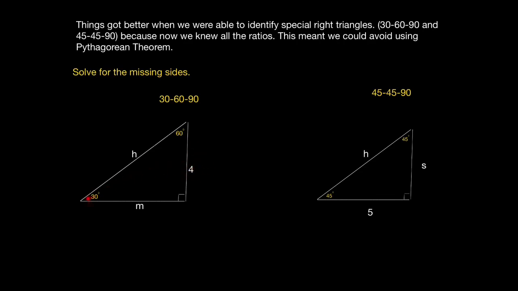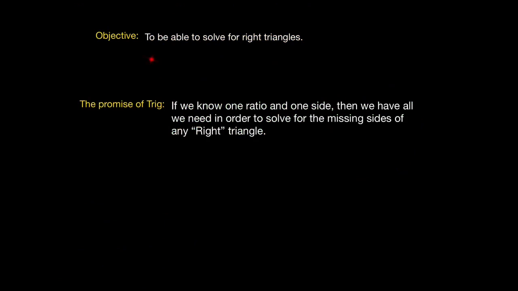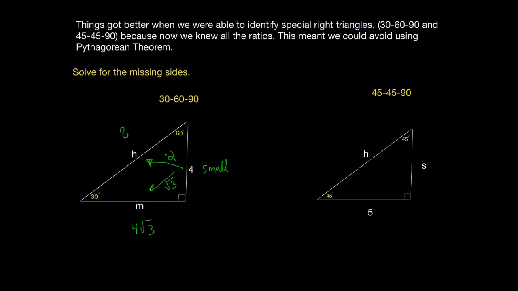This 4 is across 30 degrees, so we know that this has to be the small side. And to navigate from the small to the hypotenuse, all we have to do is multiply by 2. So 2 times 4 is 8, so the hypotenuse here is 8. And to navigate from the small side to the medium side on a 30, 60, 90, all we have to do is multiply by the root of 3. And 4 times root 3, that's going to be 4 root 3. And here we go. This time we truly were successful with our objective to be able to solve for the right triangle. Here we know everything.